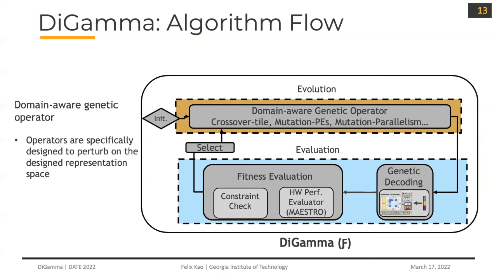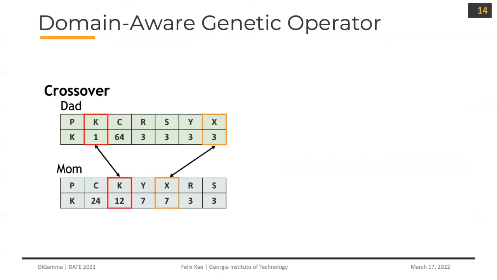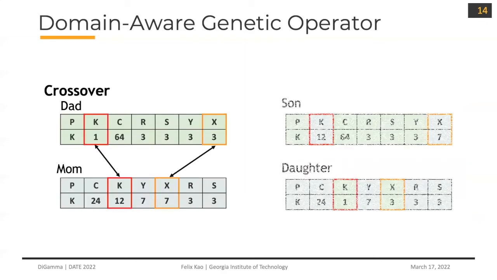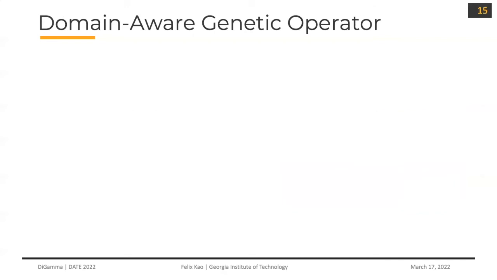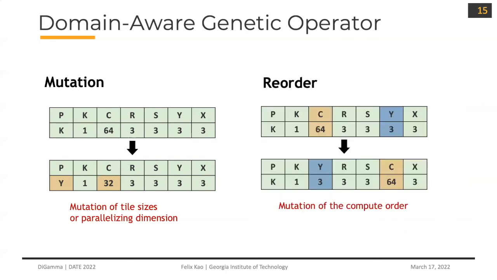Now let's look at some genetic operators we use. First of all, crossover. It changes the genes of dad and mom and generates some good son and daughter. And then we have mutation, which essentially perturbs some of the tile sizes or parallelism dimensions. And reorder essentially reorders the compute order of the convolution.